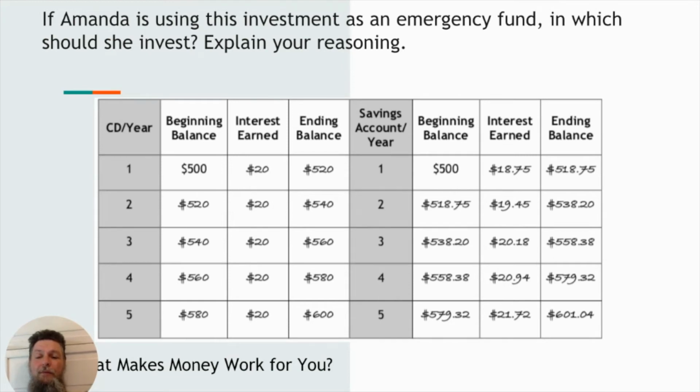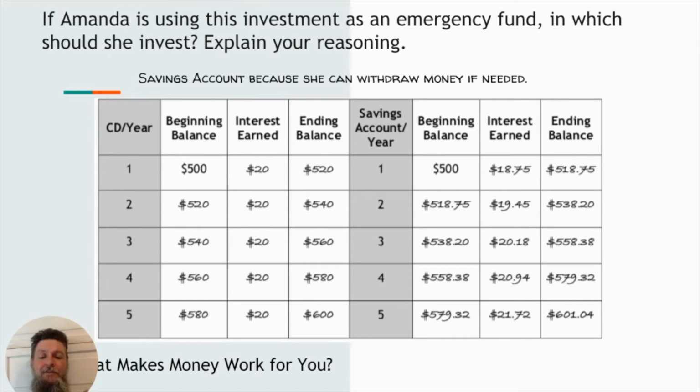What does the word liquidate mean? Liquidate simply means you're actually going to take the money out of the account. You're going to turn it into cash instead of just an electronic number. And that's exactly what it is. Savings account is what she needs to choose because she can withdraw the money if necessary for an emergency. You can't do that with a certificate of deposit.